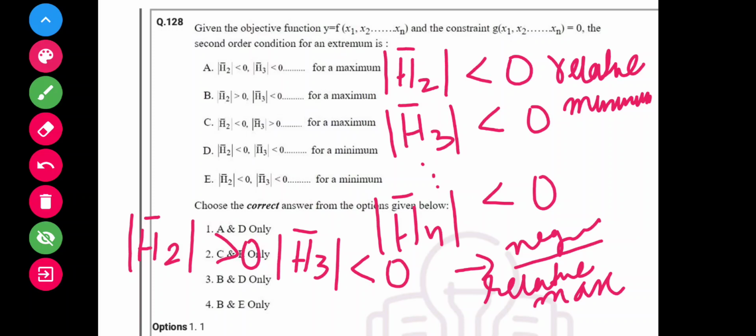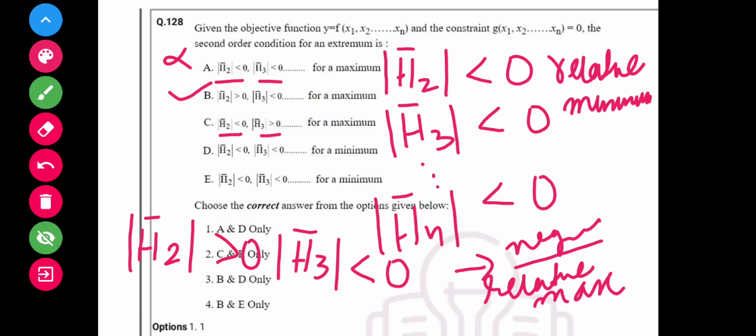Okay, let us see in the options what we are being given. So we have H2 less than 0, H3 less than 0. So it says it is a maximum. No, it is not maximum. So this option is incorrect. In the second, H2 greater than 0, H3 less than 0. This satisfies the condition for maximum. This is correct.